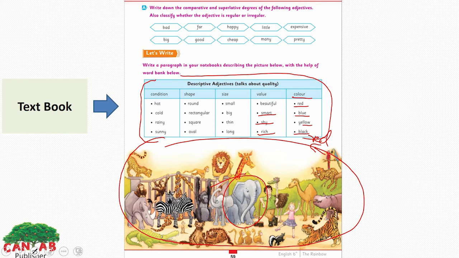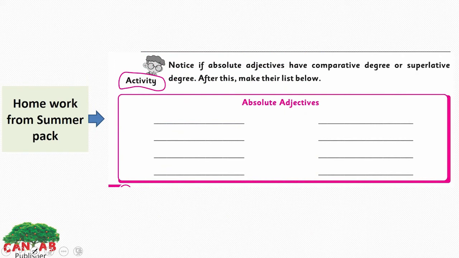We have so many animals here. You can see lots of them here today. And the boy and girl too. It's kind of a zoo picture. This is your homework from the Summer Pack.